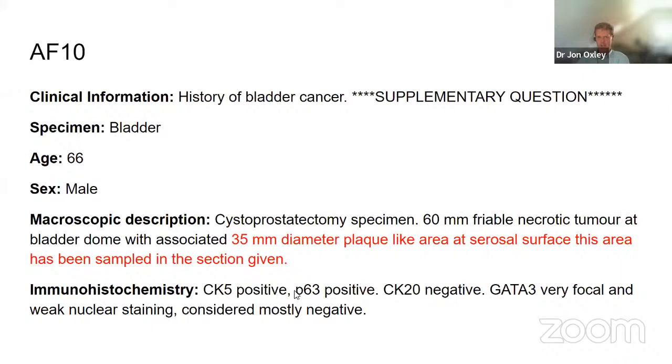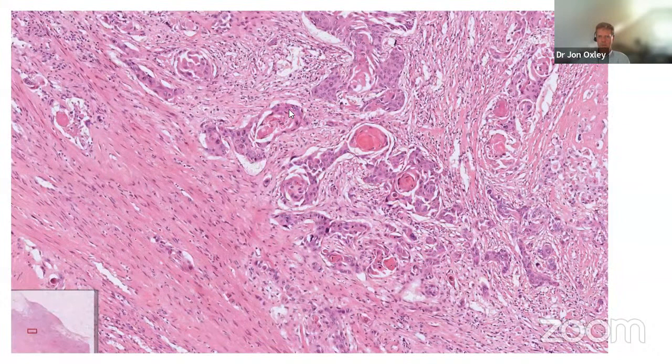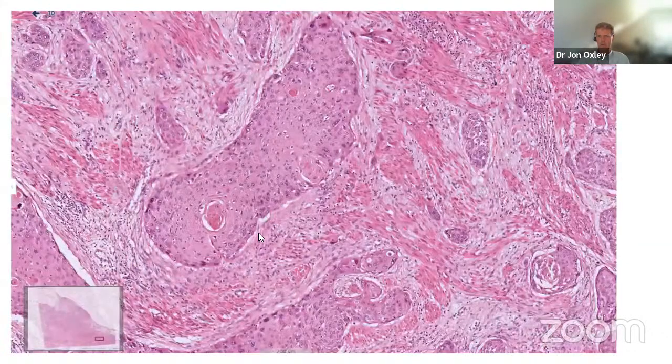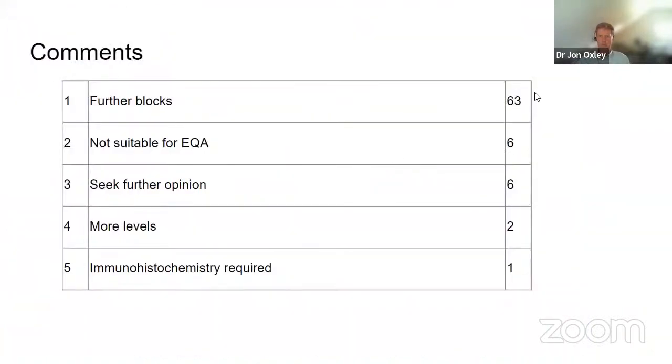We're told it's CK7 positive, P63 positive, CK20 negative, GATA3 very focal, and weak nuclear staining considered mostly negative. And here's the tumor. This is the serosal surface, and you can see the tumor abutting or invading the serosa. This is what the tumor looked like. Keratin pearls. And definitely squamous. And here it is invading up to the serosa. So further blocks, that goes without saying, really.